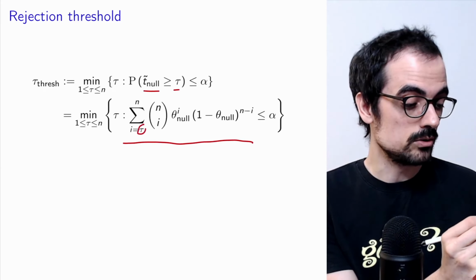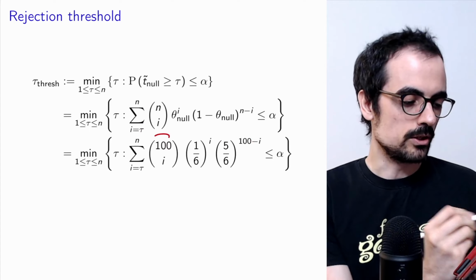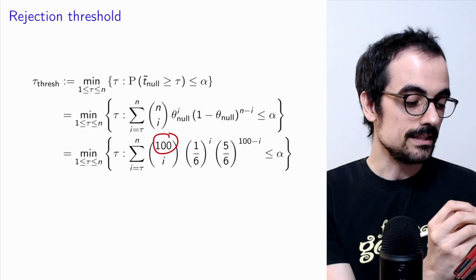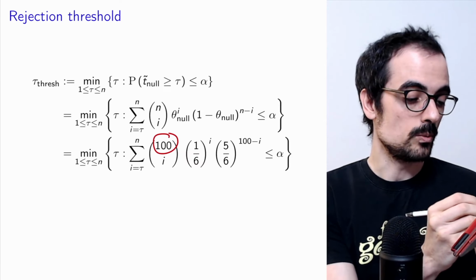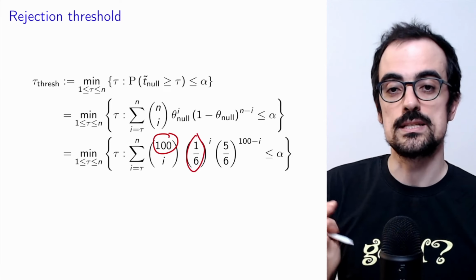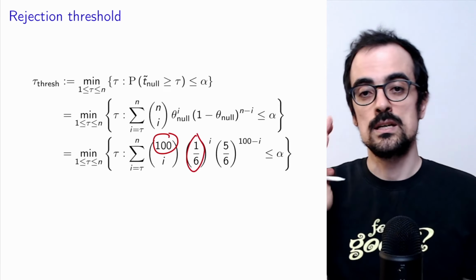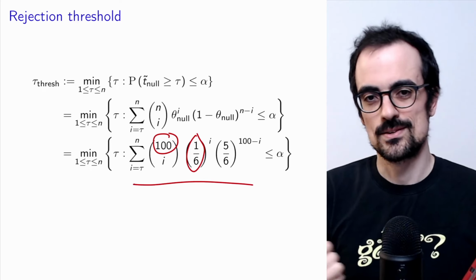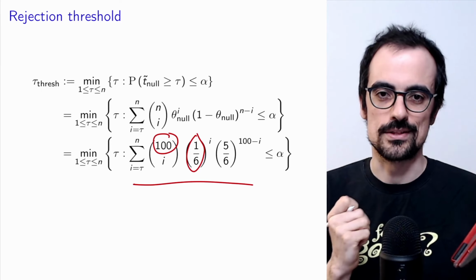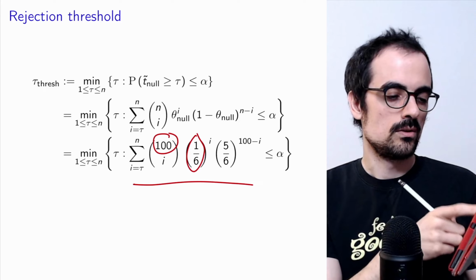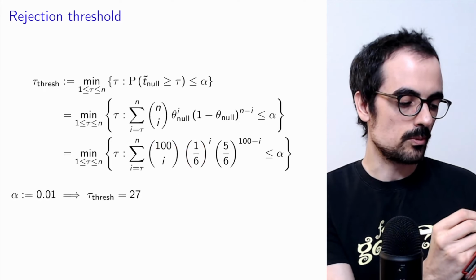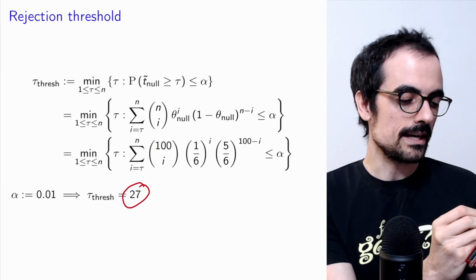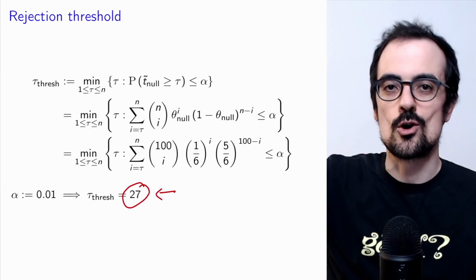If we do that, and here I'm just showing you that we are plugging in 100 because we have 100 die rolls, and our theta null, which is going to limit this, is going to be 1/6, because remember that the null hypothesis is that theta is smaller or equal to 1/6, and this is the largest value that we can attain for that probability within the null hypothesis. If we compute this for all the possible values of tau and find the smallest one, if alpha is equal to 0.01, we see that we reject when the number of threes is 27 or more.